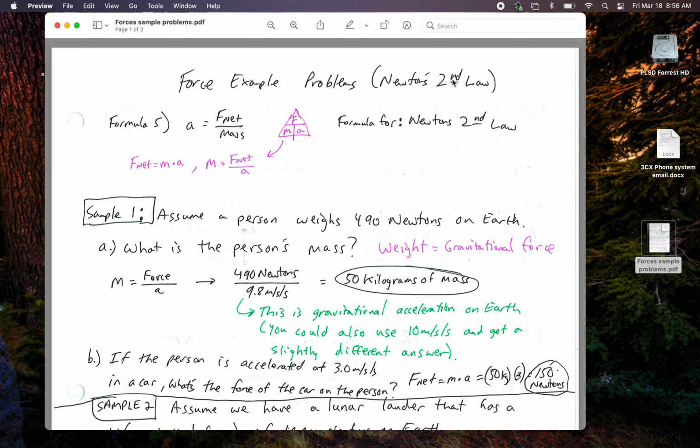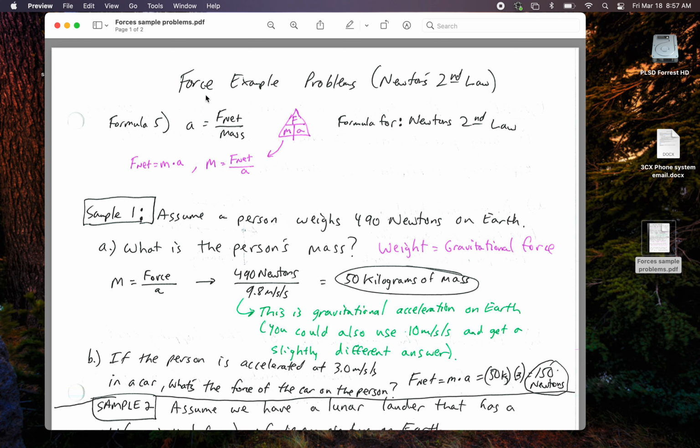So basically, Newton's second law says that acceleration is directly related with the net force, so more net force, more acceleration. Acceleration is inversely related with mass, so more mass for the same force would give you a lower acceleration. So this is the formula for that. It should now be formula 5 on your new yellow formula sheet. And to the right, you would just say that's the formula for Newton's second law.